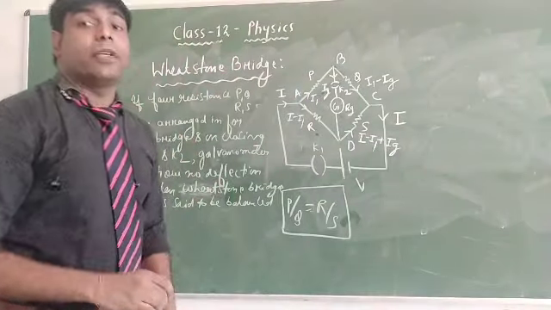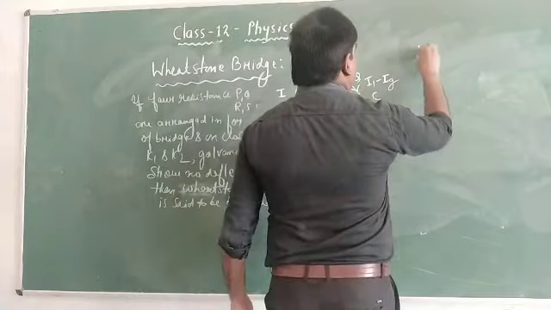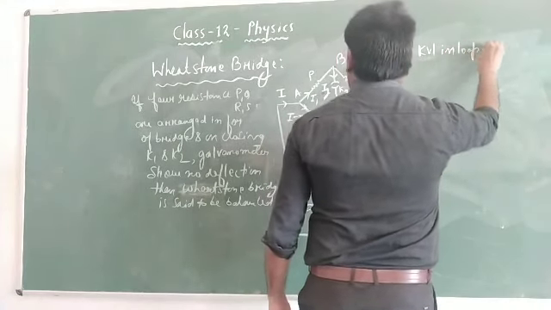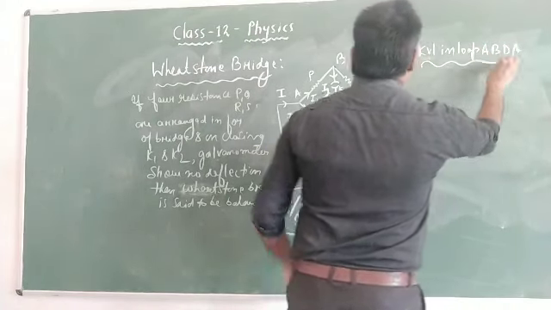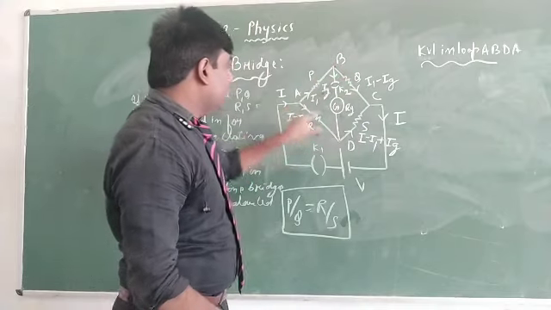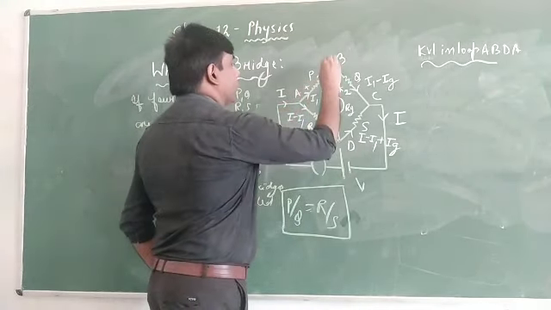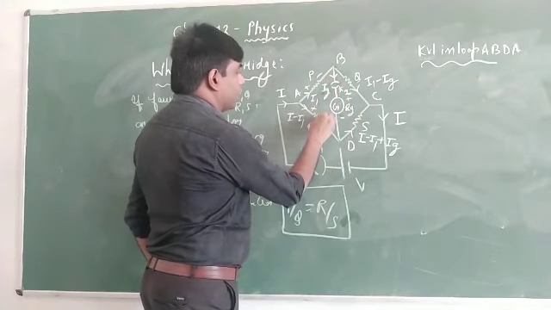Now we will apply KVL. Now the application of KVL. First, KVL in the loop A, B, D, A. See here, I1 into this is plus, this is minus. Here it will be plus, it is minus. Here it will be plus, minus.